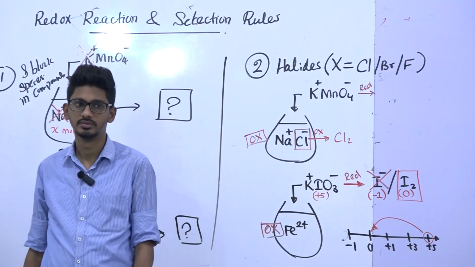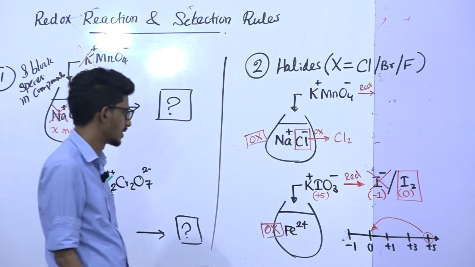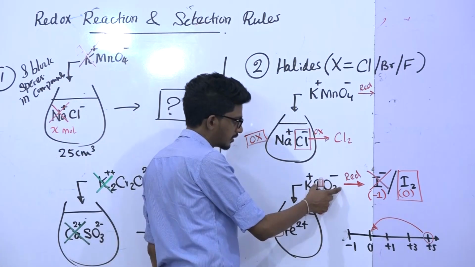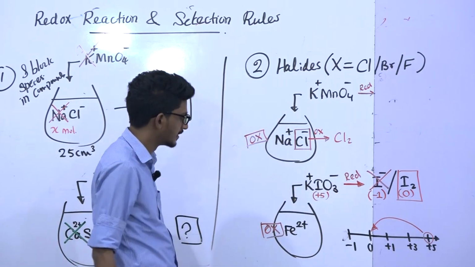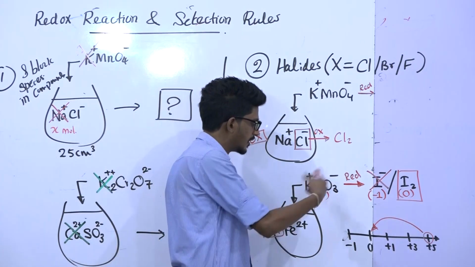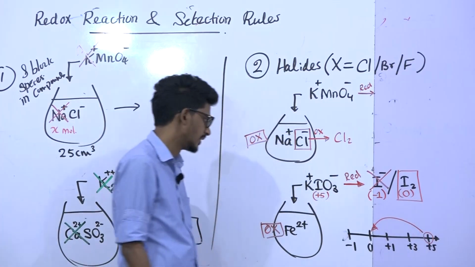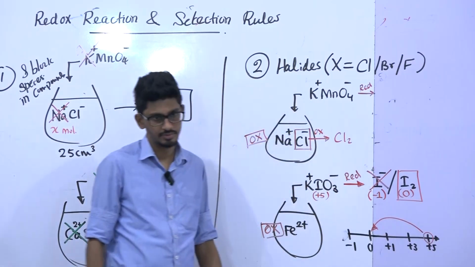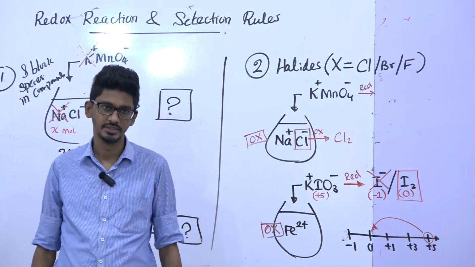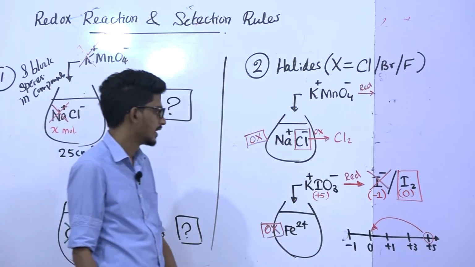That is the idea. If the question says IO3 minus reduces to I minus, you have to take that, right. But if they are not saying where the IO3 minus goes to, then you have to select the closest oxidation state possible. That is the idea. So that is how we handle halogens.